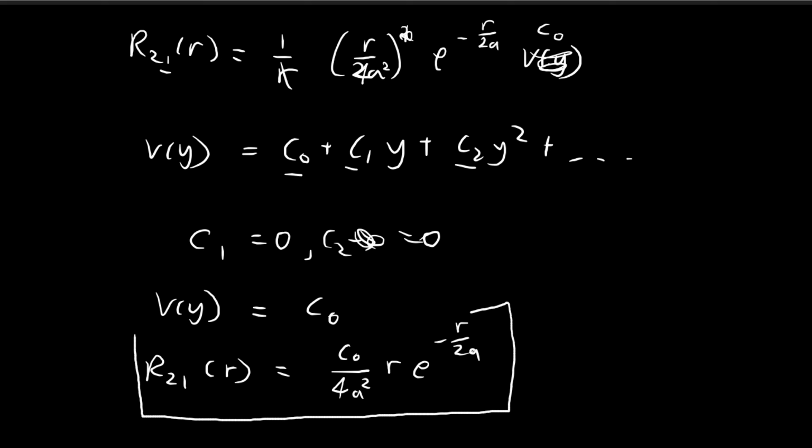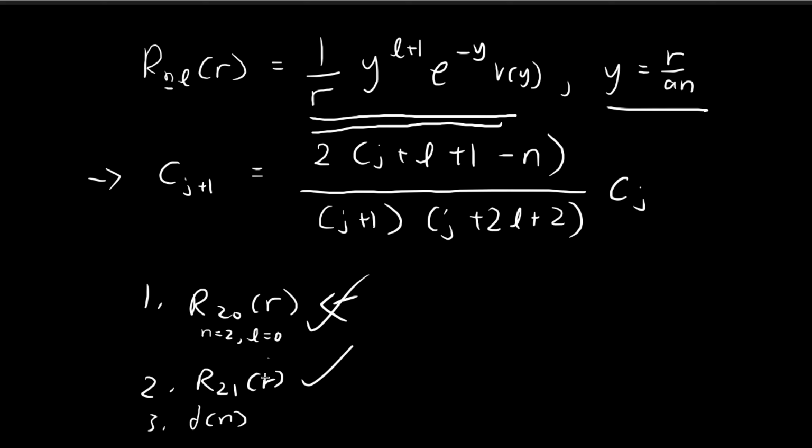This is your R21. And once again, the only thing that remains to be done is to normalize this. Once you normalize this function, you will find what C0 is. So now I've completed this second goal. Finally, we're going to talk about degeneracy.